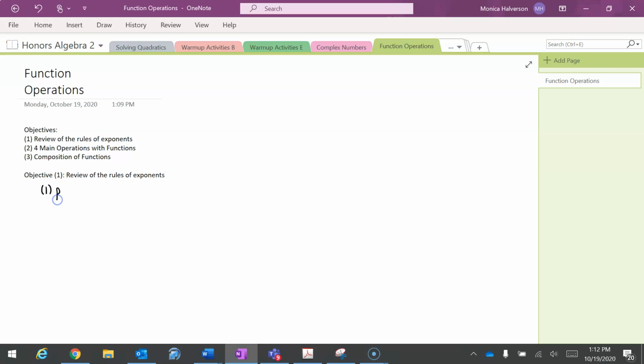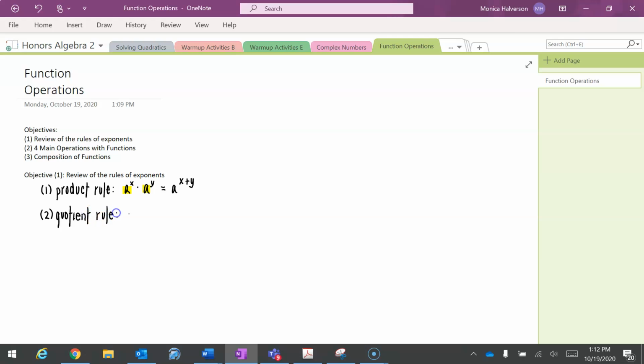The first rule is known as the product rule. We've been using this entire time that we've been simplifying radicals. The product rule states that if you are multiplying two terms with the same base, so in this case, our base is A, we can add their exponents. Okay? The second rule is the quotient rule.